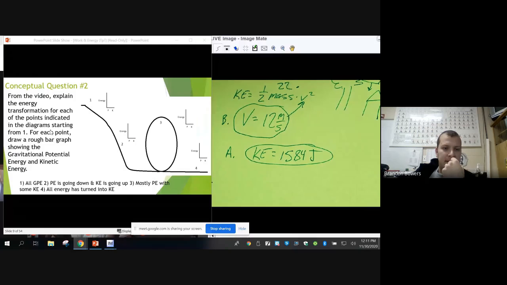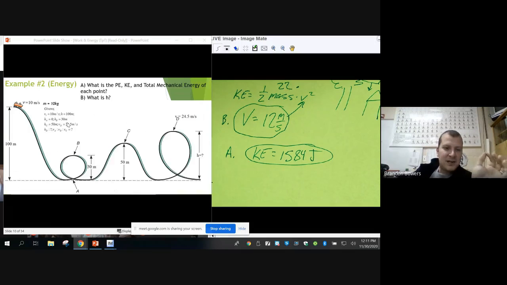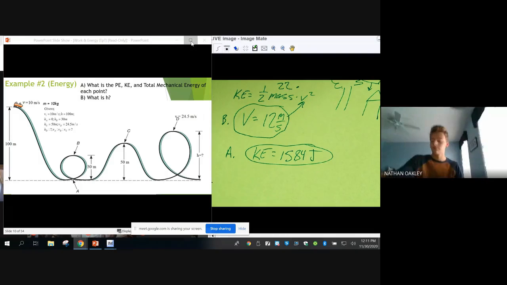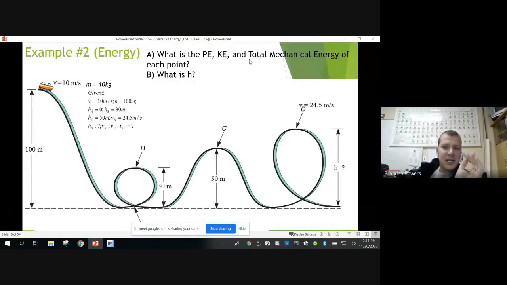Okay. So let's see. Oh, from this video. Oh man, I have another video question. I forgot. All right. We're not going to watch that video. We're going to try this problem. What is the potential energy, kinetic energy, and total mechanical energy of each point? Okay. So we're going to try to calculate each point, the potential, kinetic, and mechanical.